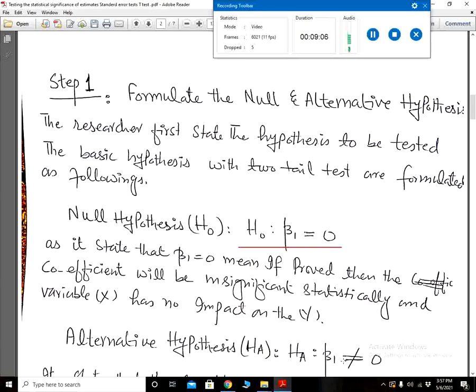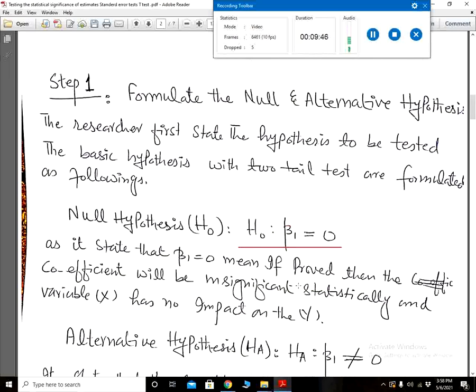If this hypothesis is proved, as it is stated that beta 1 is equal to 0, then the coefficient will be statistically insignificant and variable x has no impact on y. If through data we are not able to reject the H naught and we have to accept the H naught, it means that beta 1 is equal to 0. It means beta 1 cap is estimated from the sample that is taken from that population where x has no impact on the y.